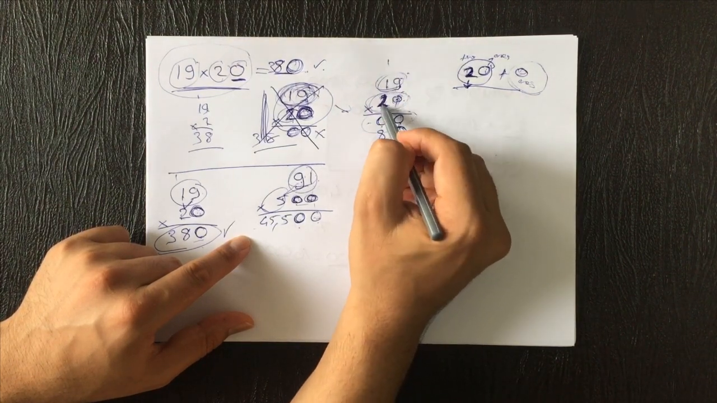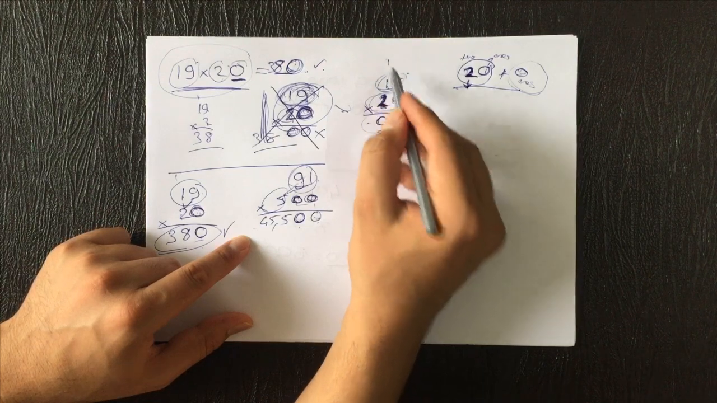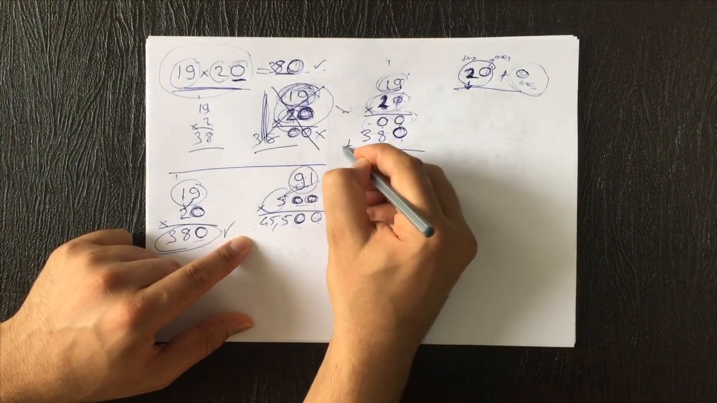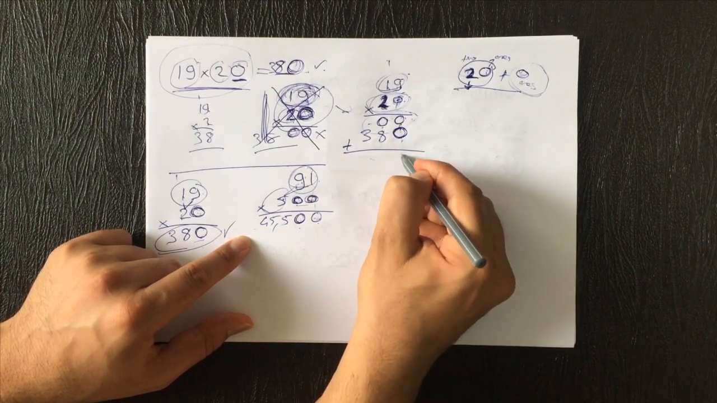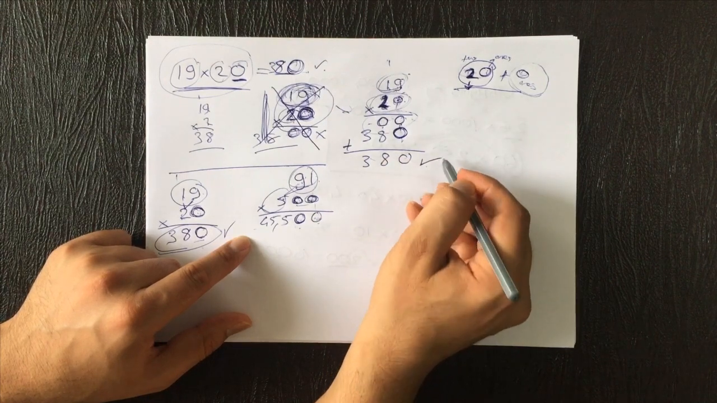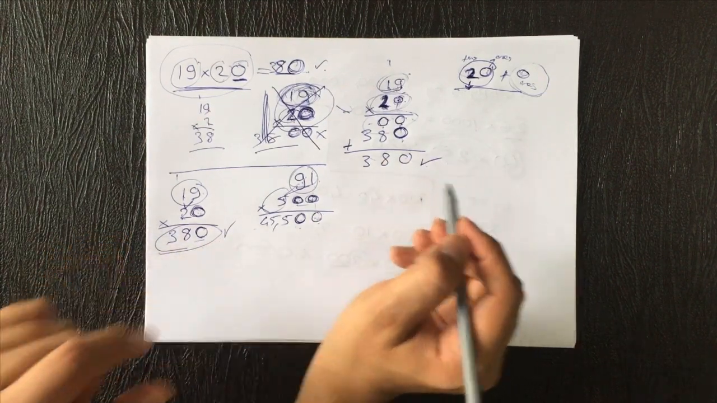Then 1 is here. 2 times 1, it is 2. 1 is here, so it is 3. So you have to make addition. 0 plus 0, it's 0. 0 plus 8 is 8. Then 3 is down. Look, did you see? Of course, true.